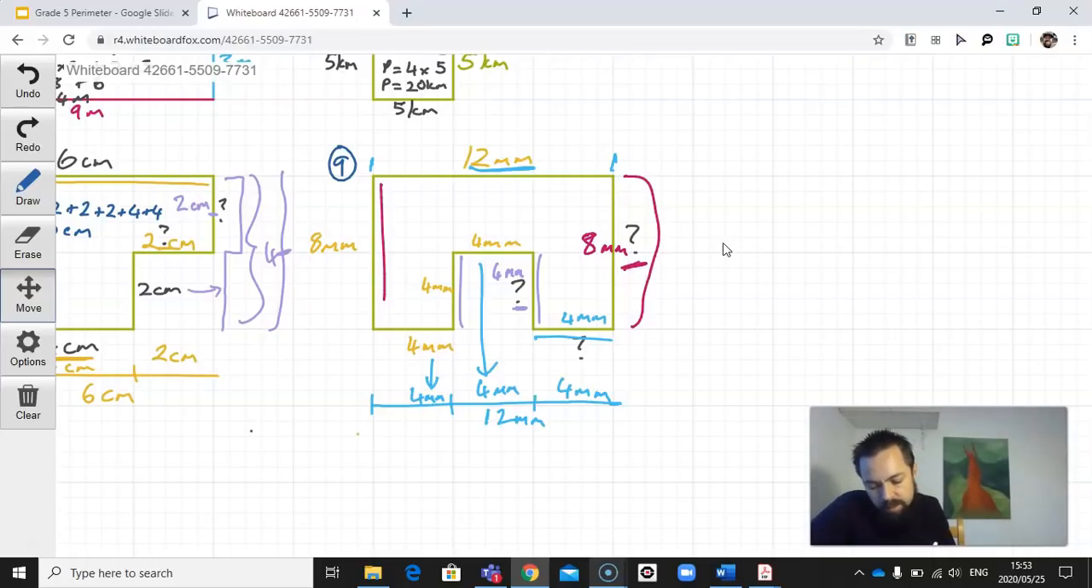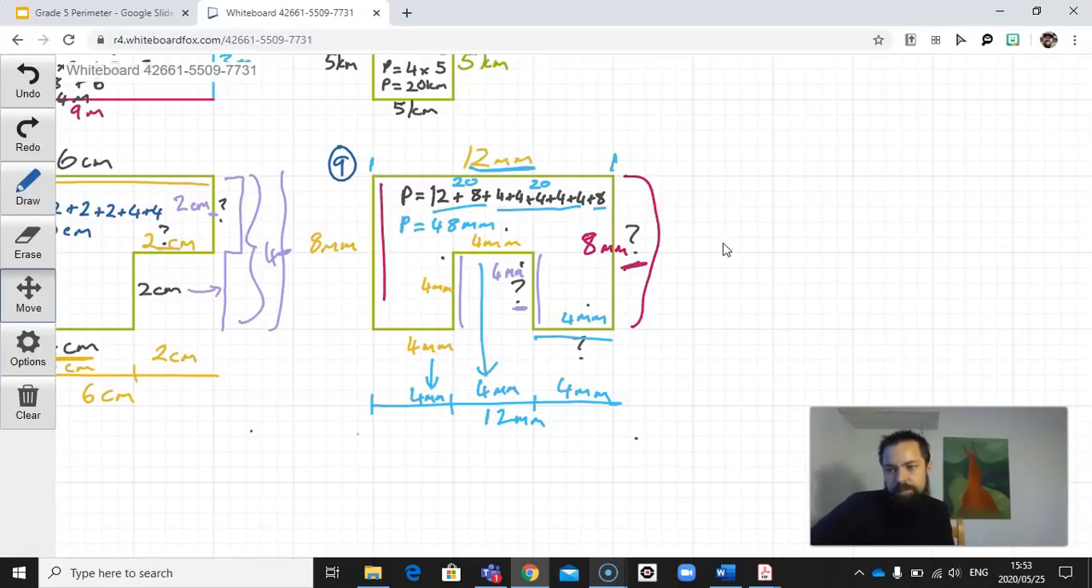I can work out my perimeter. So P equals, and I start at the top, 4 plus 4 plus 4 plus 4 plus 4 plus 8. Now, in working that out, I'm going to save myself a little bit of hassle. I'm going to say 5 4s is 20. 20 plus the 2 8s. Well, that's together 20. So 20, 40, and I've got 8 left. So P is equal to 48 millimeters. There we go. That's perimeter.